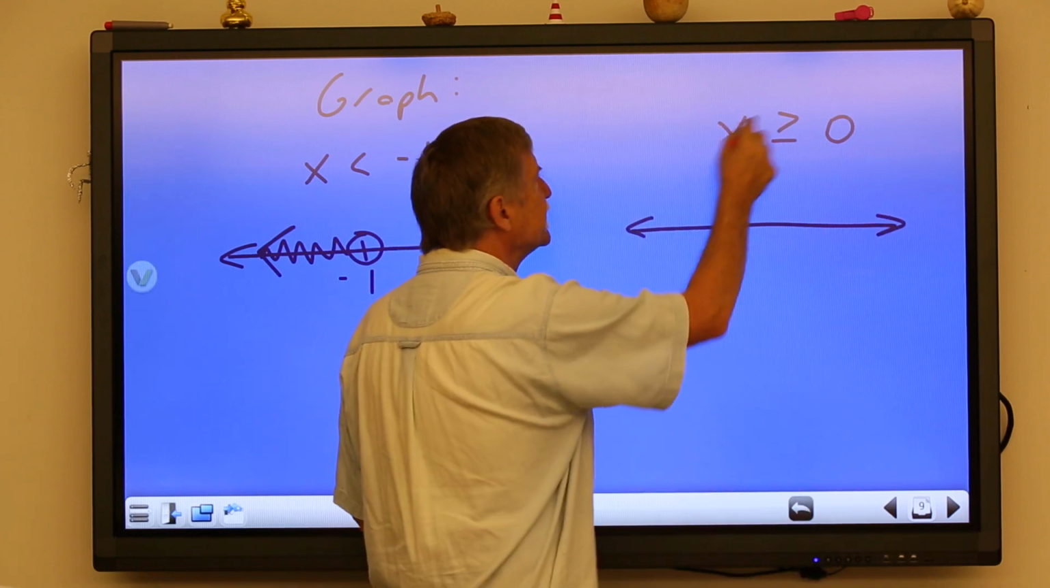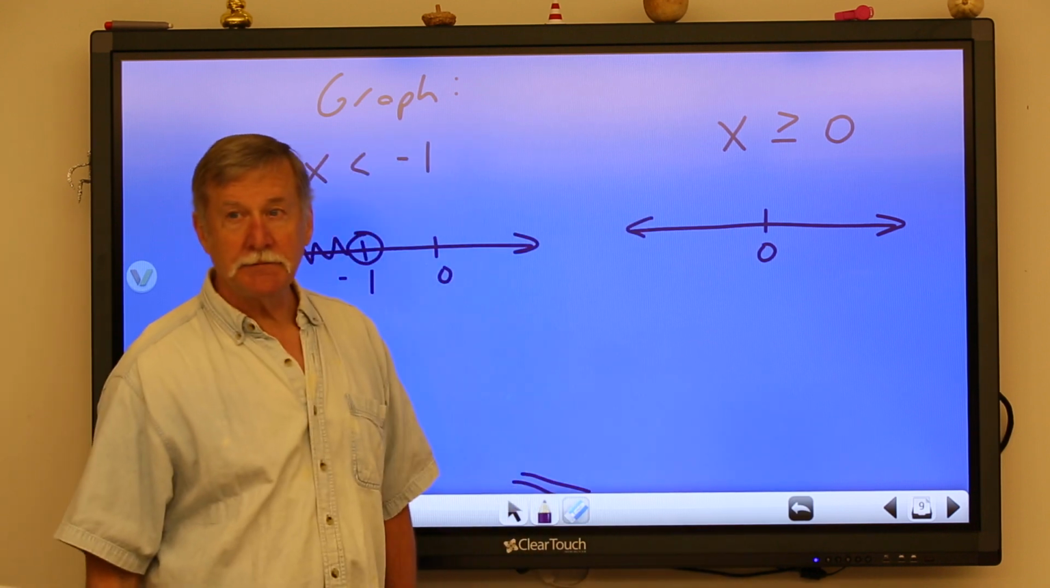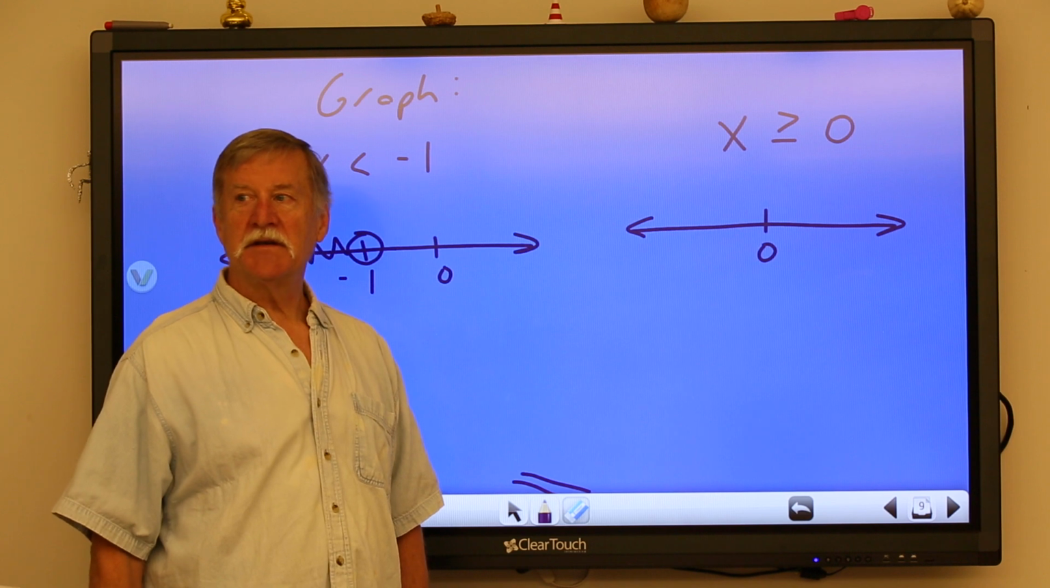So, what about this one? X is greater than or equal to 0. In this case, I got the number line, I got 0.